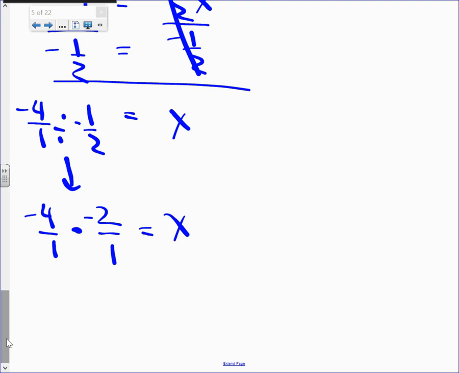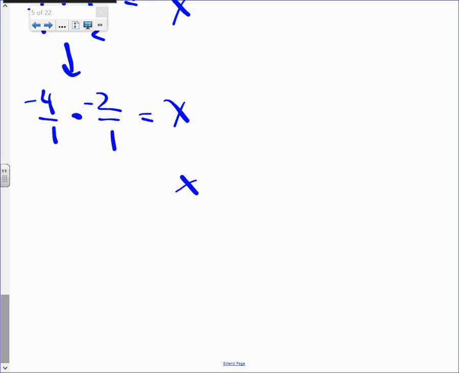Right? What did we learn in junior high? How to multiply fractions? Numerator times numerator, denominator times denominator. So we're rocking and rolling. So x then is... positive or negative 8? Thank you. Done. Here's your input.